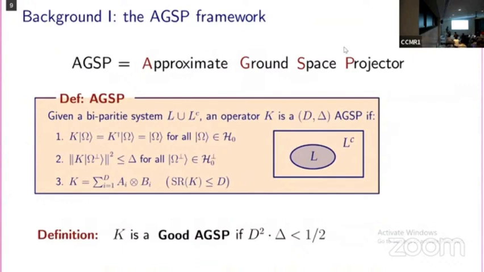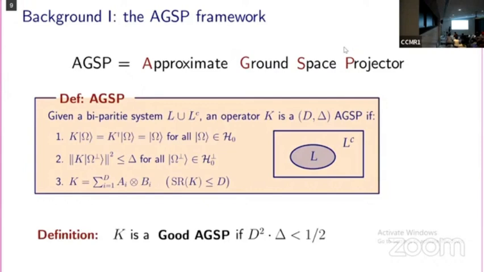AGSP stands for approximate ground space projector. And this is an operator that approximates, as its name hints, the projector into the ground space. So it is an operator K that essentially takes any state inside the ground space and preserves it, just like the projector into it. But instead of killing everything that is perpendicular to the ground space, it just shrinks them by some factor delta. That's why it's not an exact projector; it's just an approximate projector.